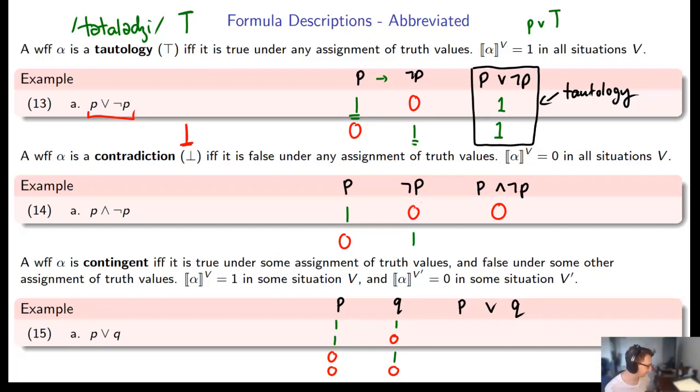In the second row, well, P is false. Therefore, P and not P will be false. So if we take a look at all of the rows of P and not P, they're all false. Therefore, we have a contradiction.